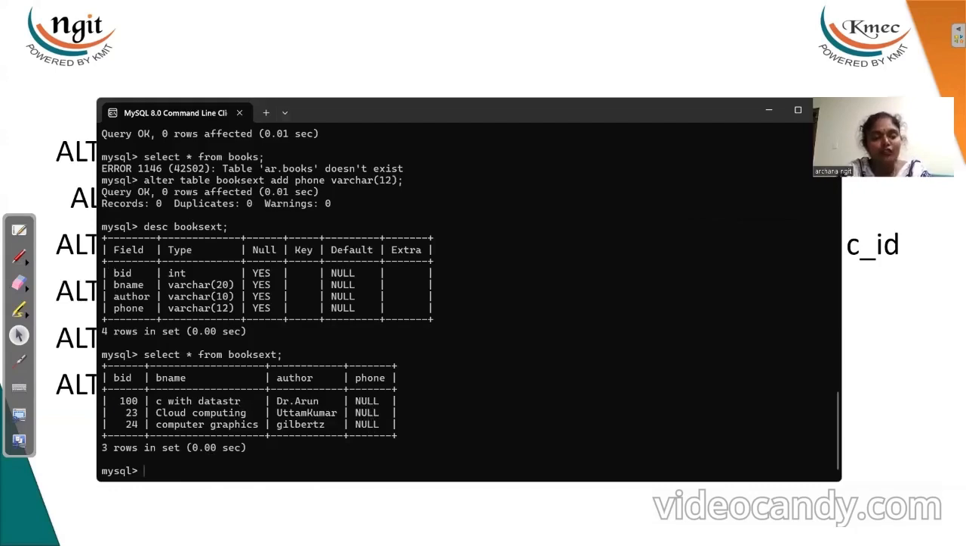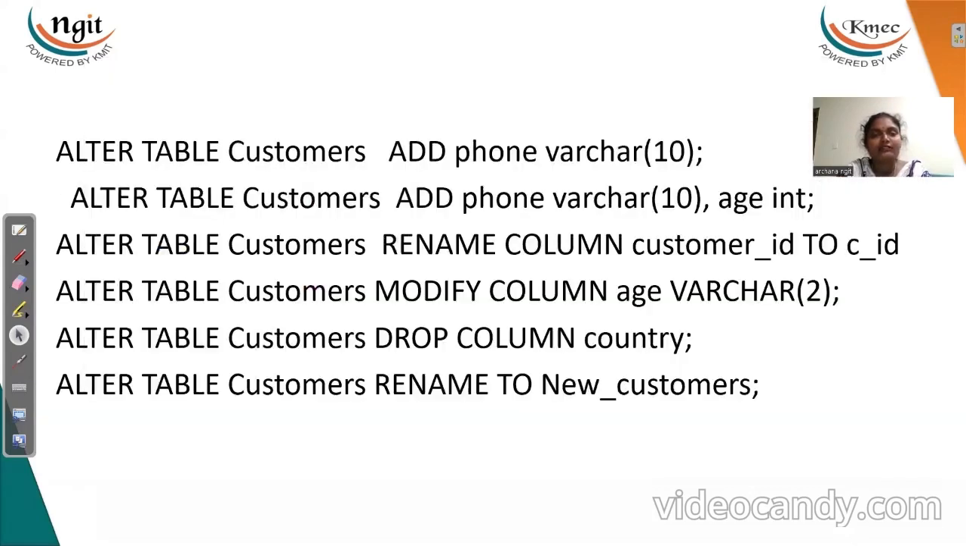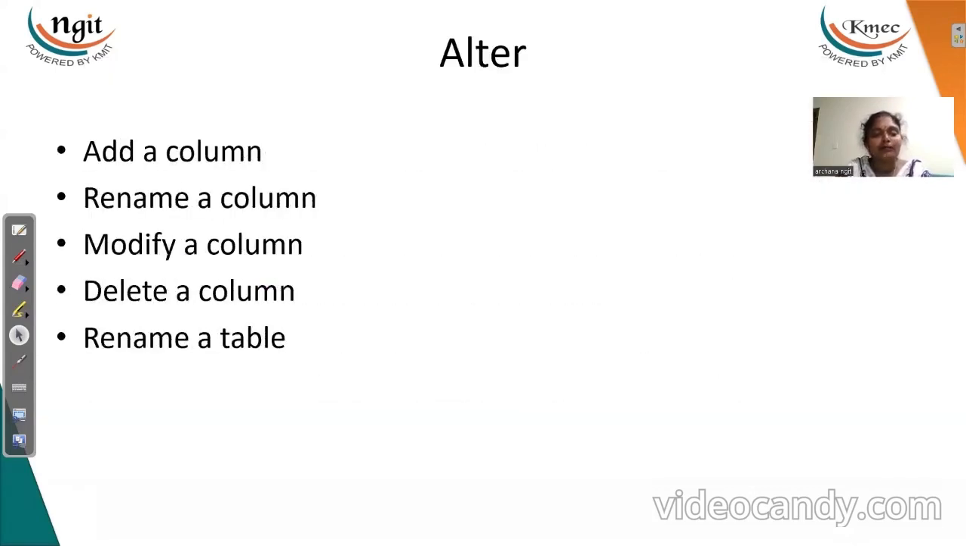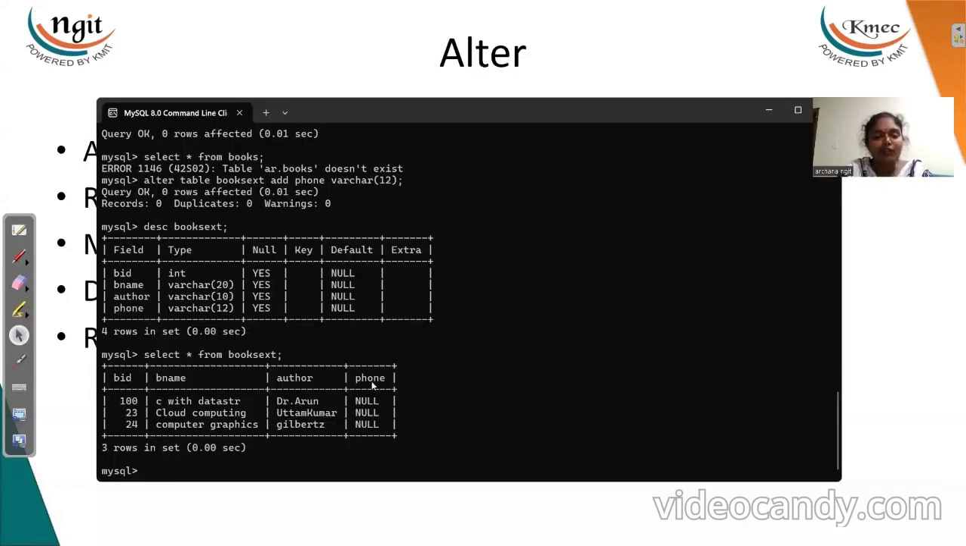Okay. Now moving on to the next command, that is alter with rename a column. I already have phone as the column name, so let me change that. Alter table name, rename the old column name, phone, to a new column name as contact, or I want to give it as mobile.